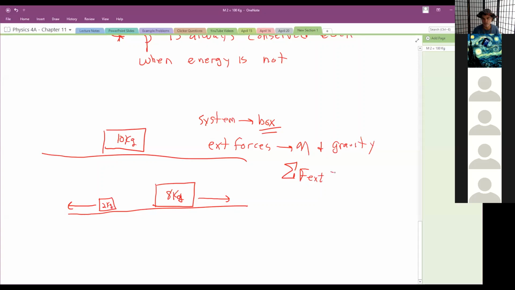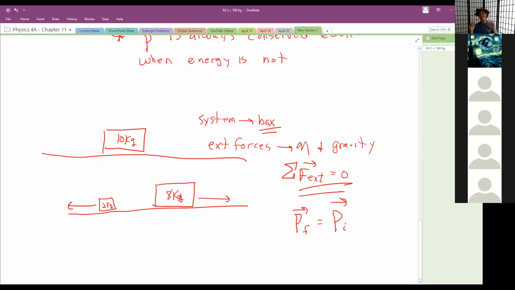Now, conservation of momentum doesn't say there's no external forces acting. It says the sum of the external forces is 0. And remember, in terms of energy, if I'm looking at an isolated system, it means the total work done on the system is 0. Doesn't mean there's no forces acting, it just means the work done is 0. When I'm thinking about momentum, what I care about is: is the sum of the external forces 0? If it is, then what I can say is the final momentum of the system is going to equal the initial momentum of the system.